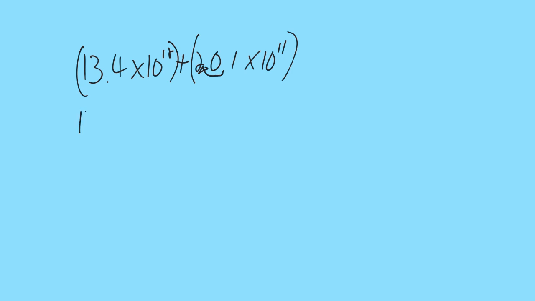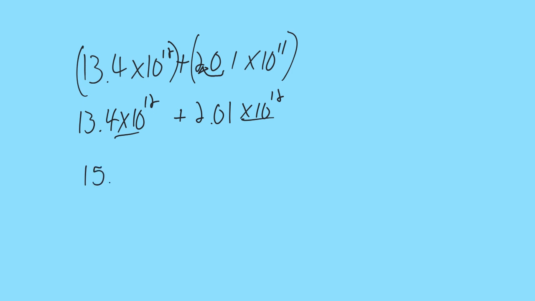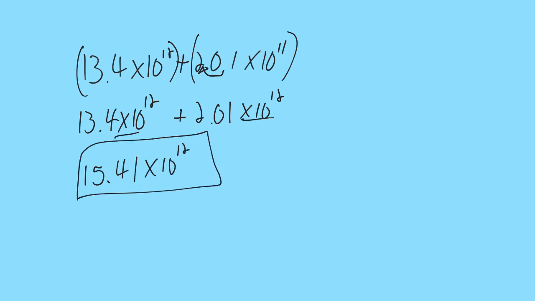So now I have 13.4 times 10 to the 12th plus 2.01 times 10 to the 12th. Okay, so now I can add them together. It's pretty quick. The exponents don't really work together at all. Now that they have the same thing, I'm just going to leave it that way. So all I have to do is add the numbers together. So 13.4 plus 2.01 gives me 15.41, and this stays the same. Okay, so that's how we add.